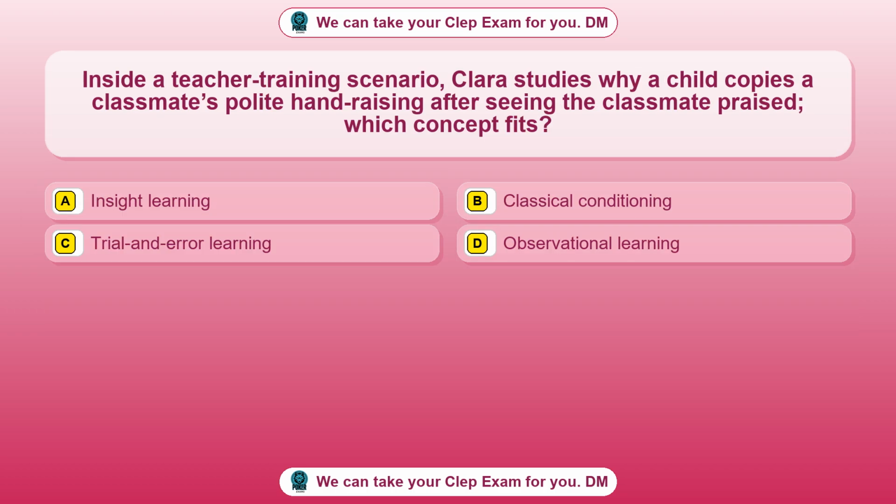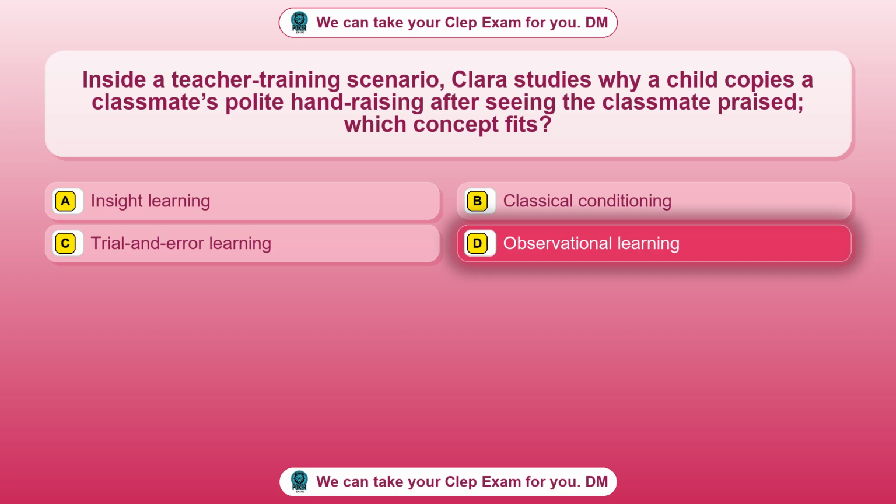Question 9. Inside a teacher training scenario, Clara studies why a child copies a classmate's polite hand raising after seeing the classmate praised. Which concept fits? Option A, insight learning. Option B, classical conditioning. Option C, trial and error learning. Option D, observational learning. The correct answer is option D, observational learning.